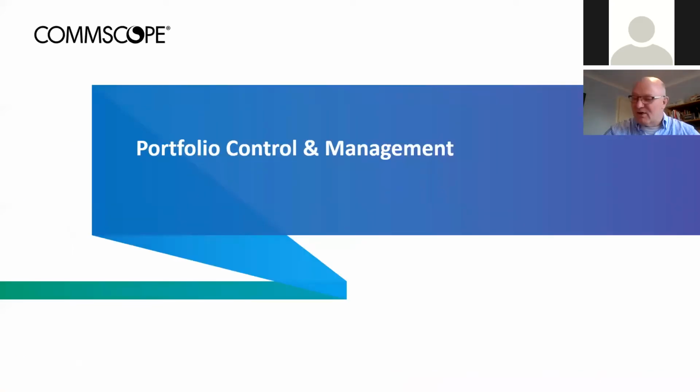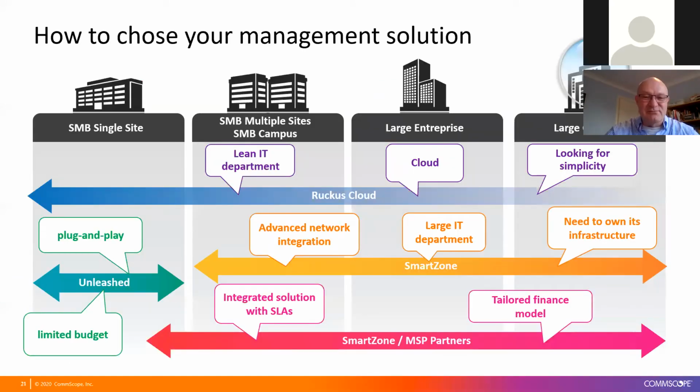In terms of policy control and management, we have a number of different controller capabilities available. We saw these earlier on the big portfolio slide, but if we have a look based on the market that we've got here, from SMBs at the low end right the way through to large campus customers, there is a solution there for every sort of customer. So let's skip cloud for a second and go to Unleashed.